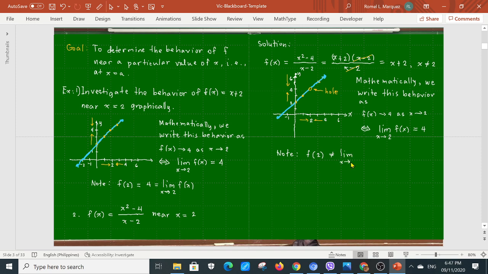As x approaches 2, they don't have the same values, no? Because the limit is equal to 4, while the function value is not equal to the limit, therefore not equal to 4. This is actually undefined, that function value. But still, there is a limit. So that's the difference, no? So for a limit, it doesn't matter whether the function is defined or undefined there. What is important is the behavior that the function values get closer and closer to that number 4, no? In that case.